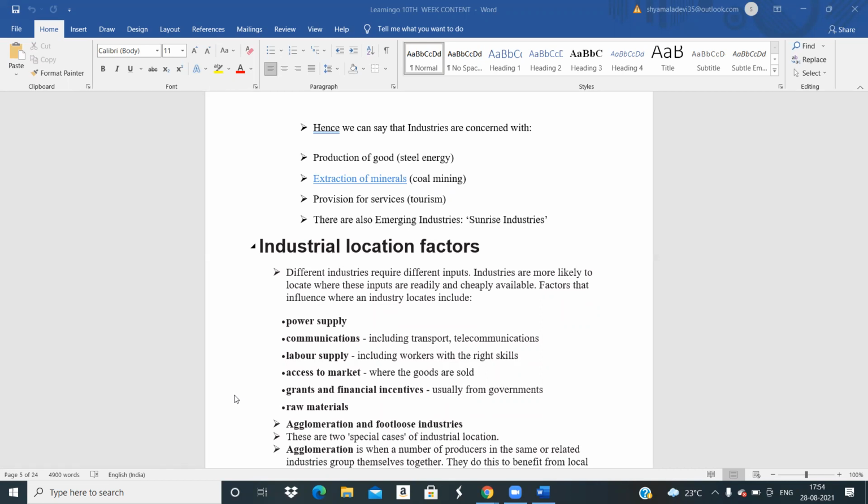Second one is, of course, the most important thing, the availability of raw materials. If the raw materials are available at a nearer place, that is also one of the important factors.